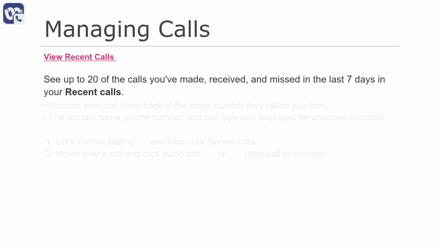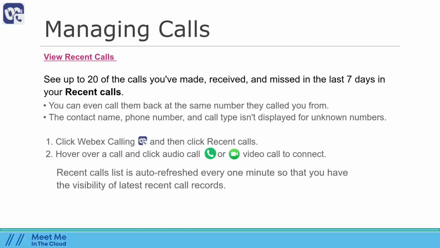To help you manage calls, in this case view recent calls, Webex Calling can display up to 20 of the calls you've made, received, and missed in the last 7 days in your recent calls. You can even call them back at the same number they called you from. The contact name, phone number, and call type isn't displayed for unknown numbers.